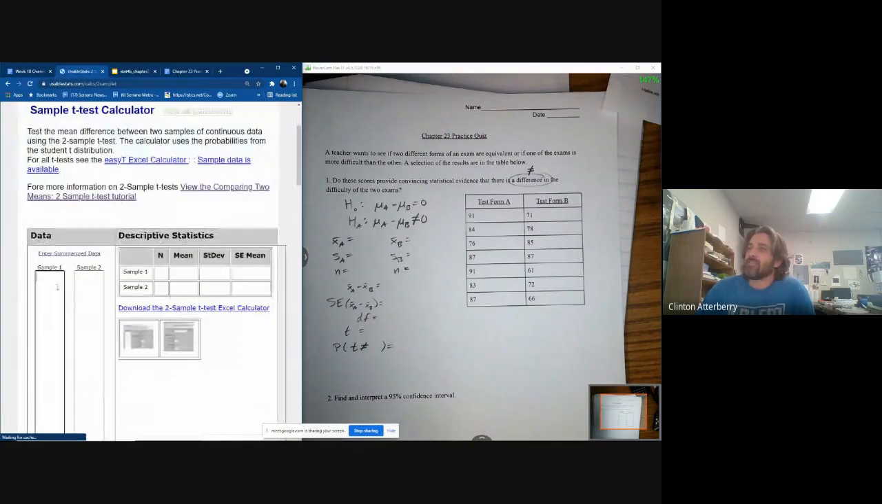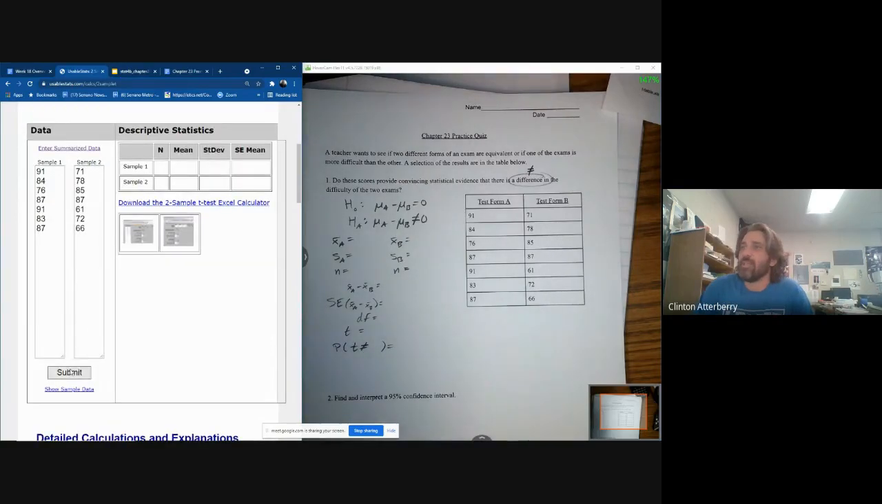And right here it says sample 1. I'm going to use these numbers here. I believe there's 7. It should be 91. I'm going to push enter. 84, 76, 87, 91, 83, and 87. Then sample 2: 71, 78, 85 and 87, 61, 72, and 66. So now that I've typed those in, I'm going to hit submit.